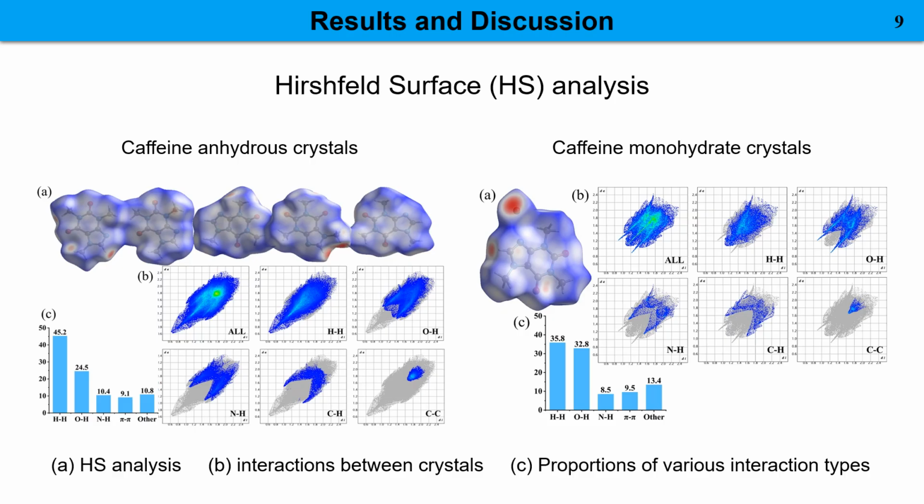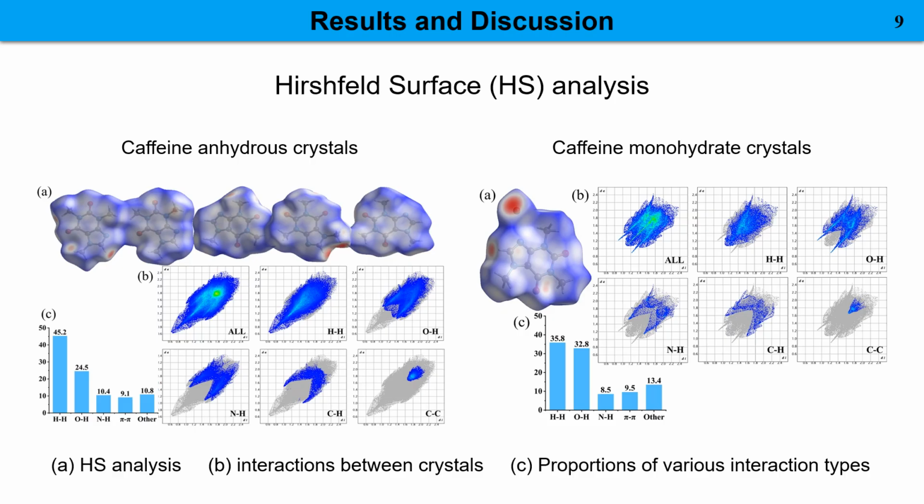The fingerprint illustrates that the surface of caffeine anhydrate crystal and caffeine monohydrate crystal had the most contact with HH bonds. The OH and NH bonds capable of forming hydrogen bonds comprise 34.9% and 41.3% of the interactions, respectively. Meanwhile, the CC and CH bonds, which can form pi-stacking, contribute 9.1% and 10.8% respectively. The remaining interactions are attributed to other interactions.